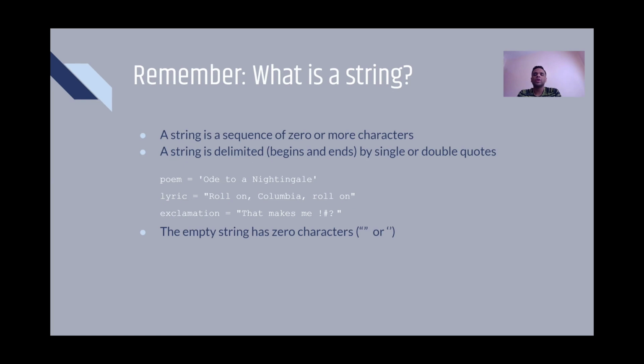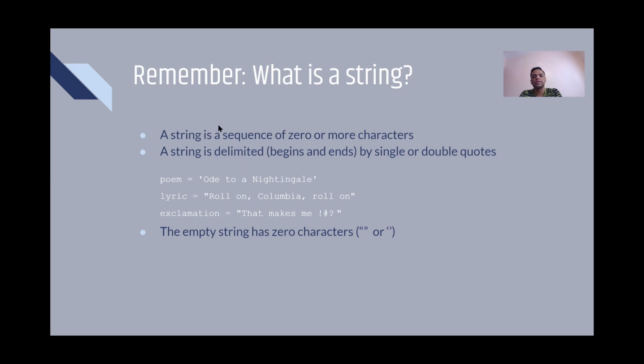So remember, what is a string? Let's do a little recap. A string is a sequence of zero or more characters. So a string could have no characters, which is known as an empty string, or it can have a large number of characters, like the one right here. Here's the variable lyrics, and we set it equal to a string, which is "Roll on, Columbia, roll on." And that's basically just a string. It's just a number of words and characters in between two quotes.